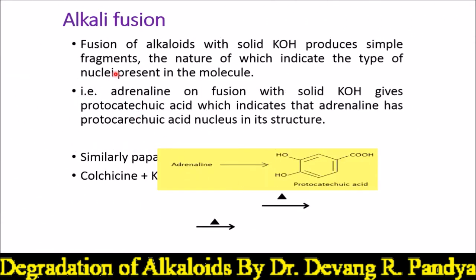Alkali fusion of alkaloids with solid potassium hydroxide produces simple fragments, the nature of which indicates the type of nuclei present in the molecule. If we have adrenaline, on fusion with solid potassium hydroxide it gives protocatechuic acid, which indicates that adrenaline has a protocatechuic acid nucleus in its structure. So this is the reaction. By performing this, we're going to get this nucleus.